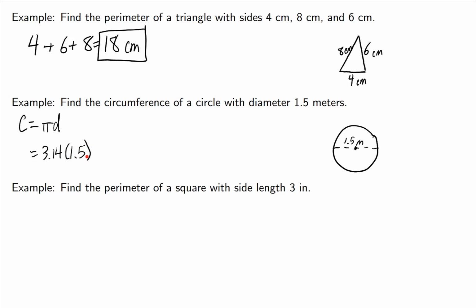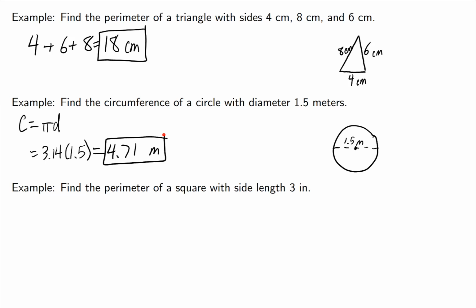times 1.5. Note that if you use the button on your calculator, your answer may not match up perfectly with mine. Your answer may be just a little bit larger than mine. I get 4.71 meters. By the way, make sure you put a unit on all of your answers.